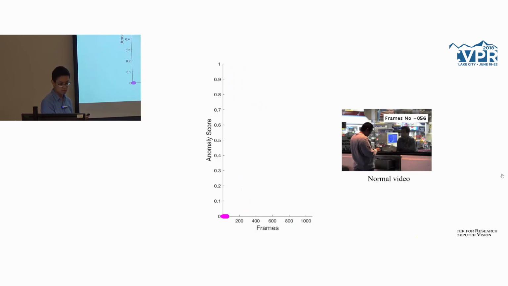And we also test on some normal videos, because oftentimes surveillance cameras will capture normal scenes. You don't want a system with a high false alarm rate. And our algorithm works very well on the normal videos as well.